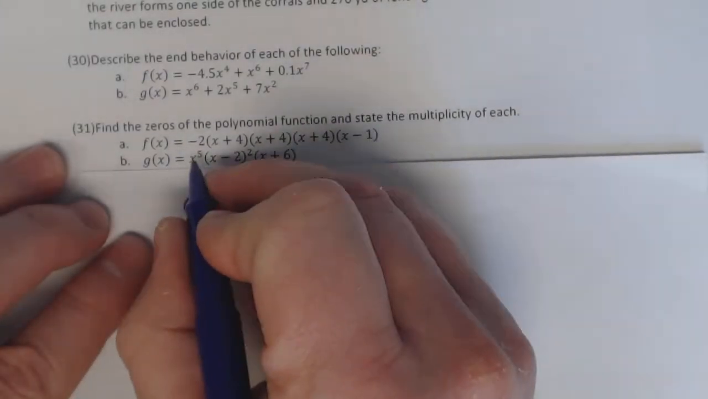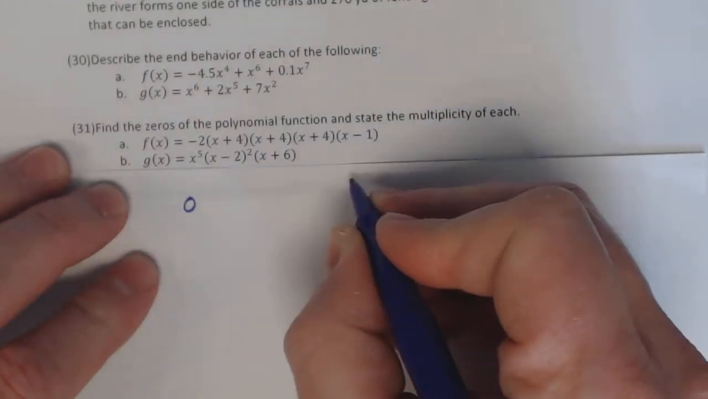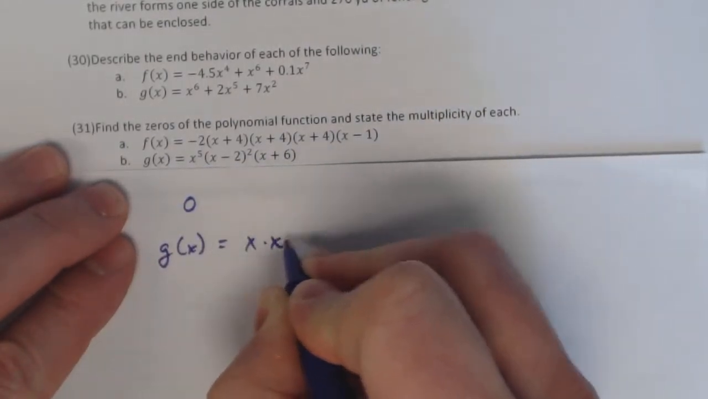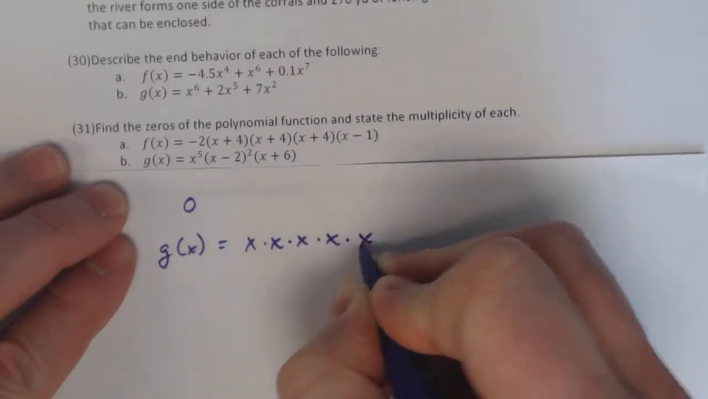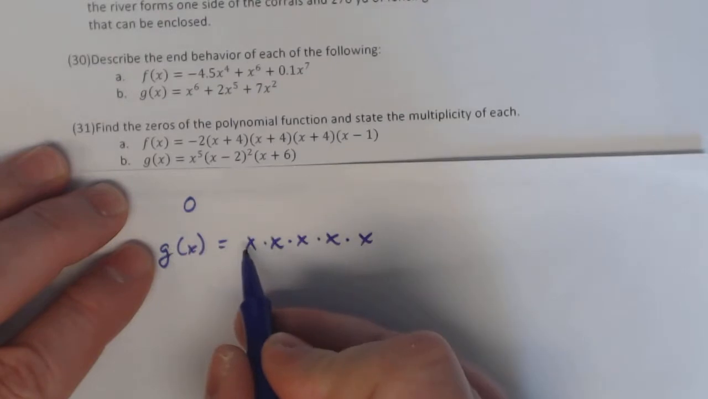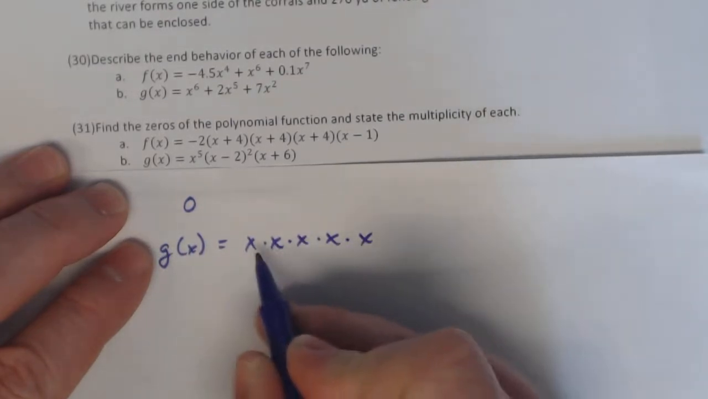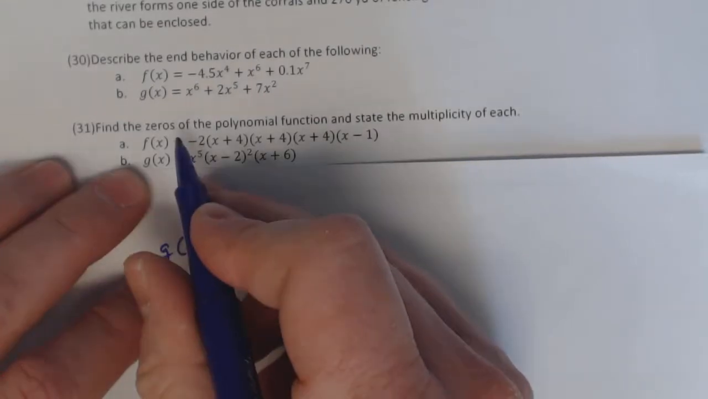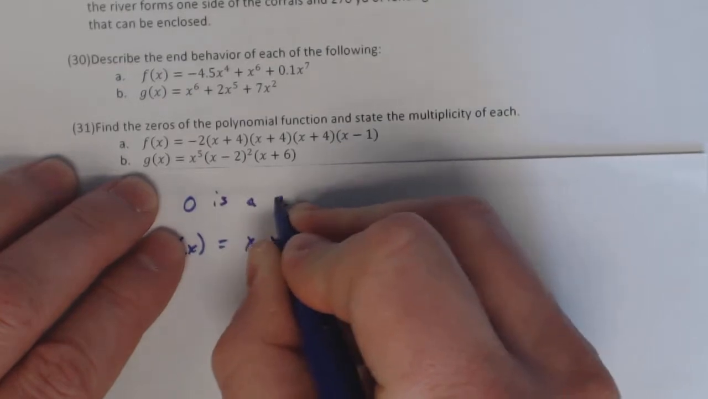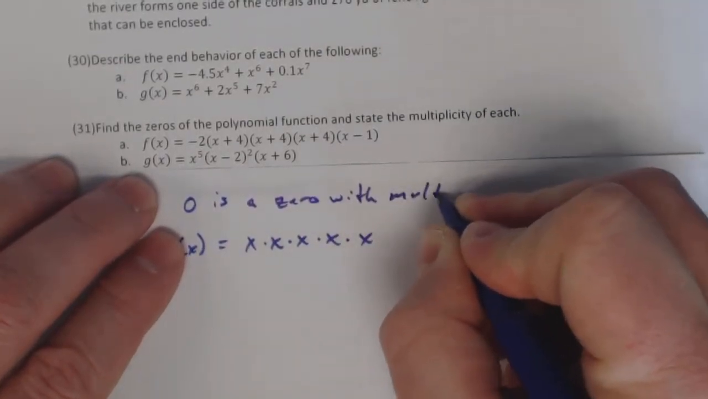And now notice it's to the 5th. So the other way of writing this would be g of x equals x times x times x times x times x. Right? 5 of them, because it's to the 5th power. So that means that since you have 5 of them, 0 is a 0 of this polynomial 5 times. So 0 is a 0 with multiplicity of 5.